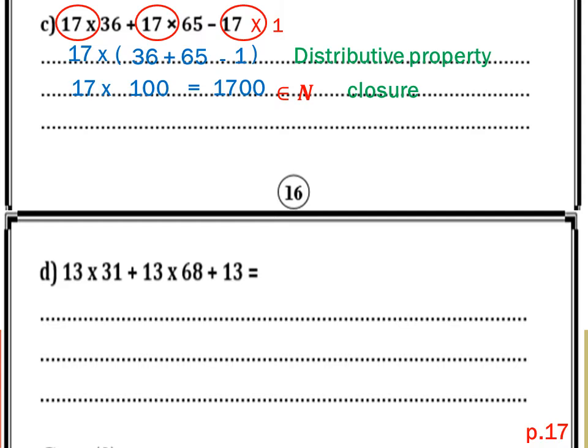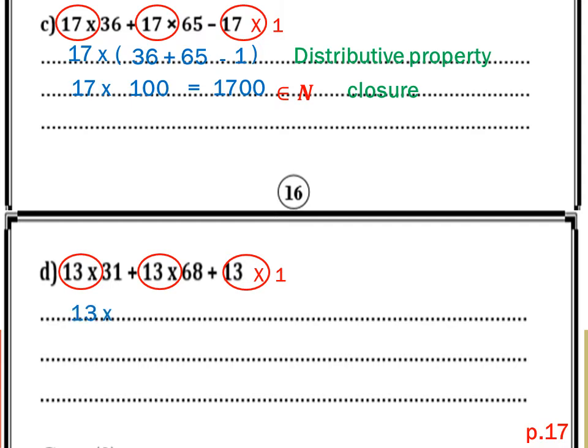And now let's solve letter D on page 17. Here we have 13 times 31 plus 13 times 68 plus 13. Here also is case 2. Here collect the repeated number and the sign, which is 13 multiply. So circle 13 multiply, circle 13 multiply, and here we have 13 but without multiply. So what shall we do? We have to put times 1, and now circle 13 times, and now collect it and write it only 1 time. 13 times, write like this.